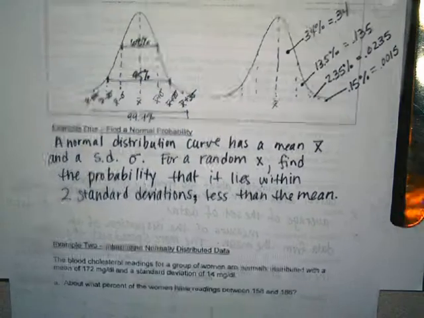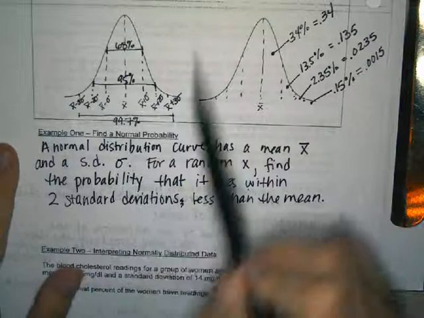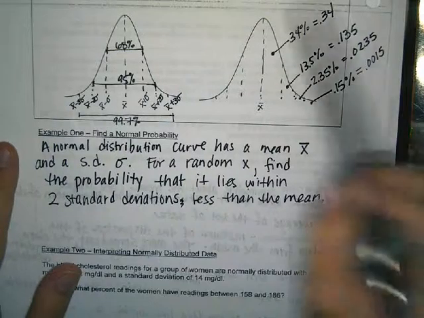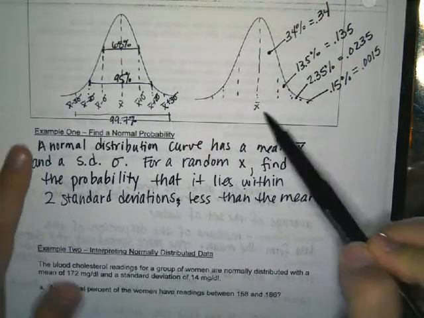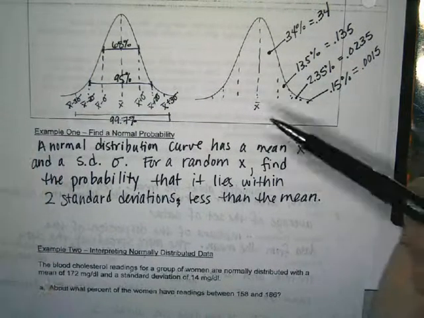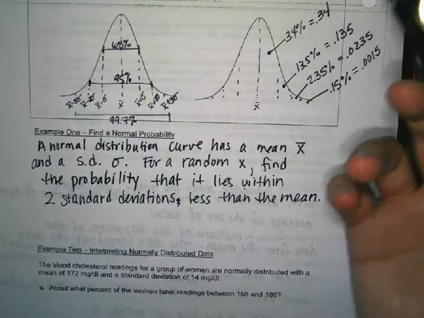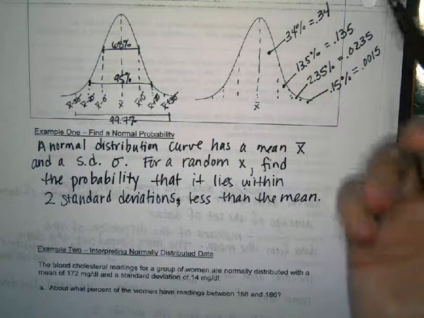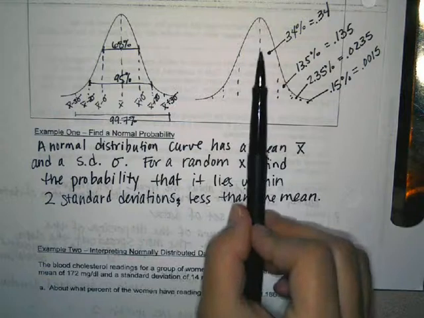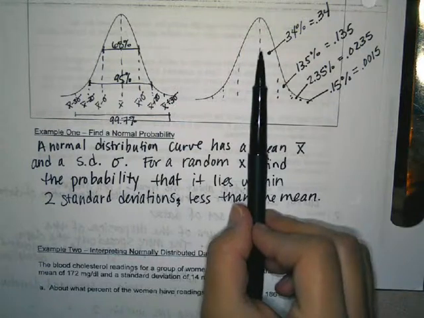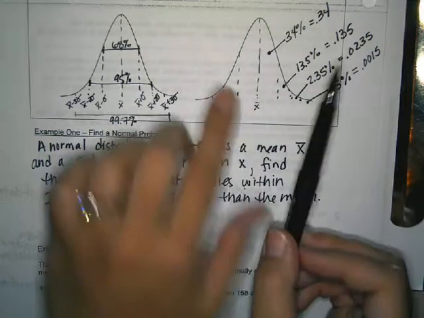Alright, so we're talking about a normal distribution curve, so that means I'm going to be able to use this bell curve and these percentages of how that information is organized. It tells me I have a mean and a standard deviation. It doesn't tell me what those numbers are, but that's okay. If you have a data set and you just pick a random number, we're supposed to find the probability that it lies within two standard deviations less than the mean. So, if you look at your mean, two standard deviations less means it's this part of the area and this part of the area, because from here to here, that's two standard deviations less than the mean.